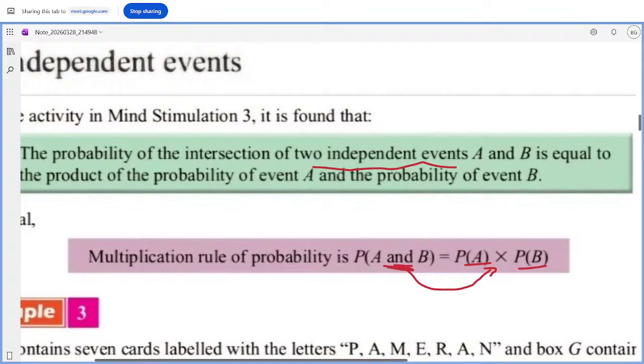So probability of A and B is 2 events. 2 events happening at the same time, you times them. It is the product. Product means times of these 2 events. Okay, you get the concept for this one?